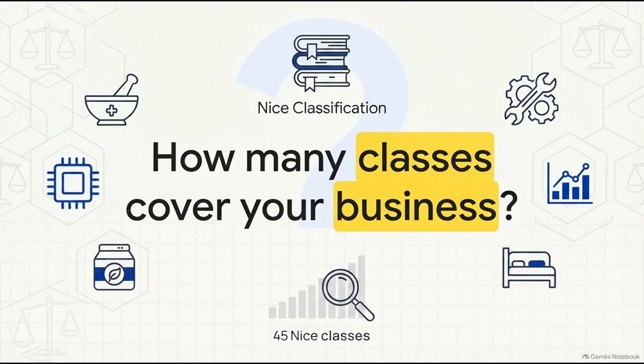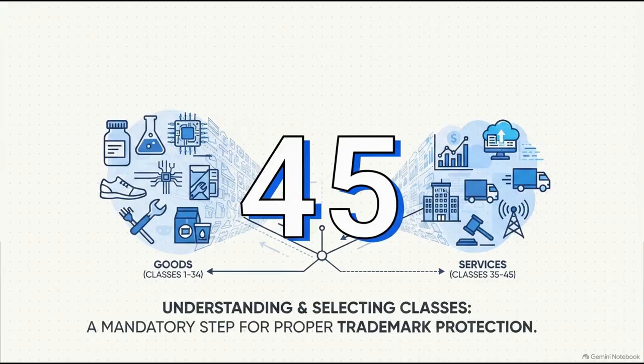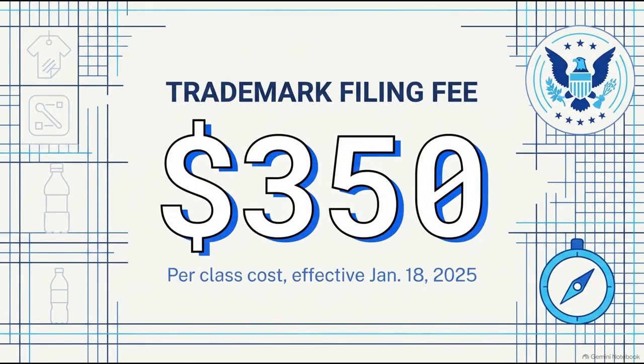We use the NICE classification system as the framework to figure this out. The NICE classification system covers 45 international classes. These divide into 34 classes for goods and 11 classes for services. Every single application needs to be assigned to at least one of these before it can move forward. The base USPTO filing fee is $350 per class. This rate is effective under the fee schedule that took effect on January 18, 2025.